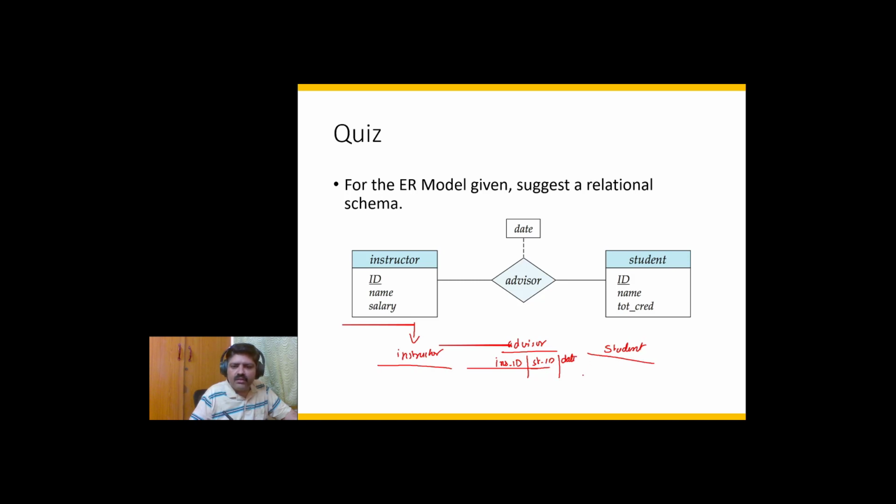Now there is also another option. In the student table, along with the instructor ID, I could also have a date. So these are two different ways of modeling the same thing, and both of them should equally work, and depending on the nature of the mapping cardinalities, we decide which one to follow.